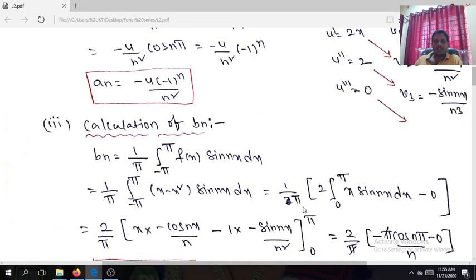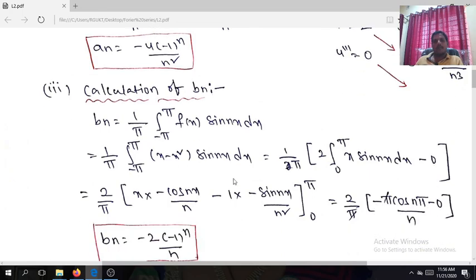Minus pi to pi. So better to write 2 into integral 0 to pi x sin nx dx. This is a property from the definite integral here. That x square is the even function, sin nx is the odd function. Even into odd or odd into even is also odd, right? So x square into sin nx is the odd function. So integration of the odd function between the limits minus pi to pi is 0.